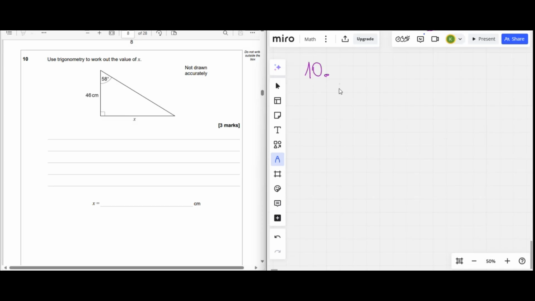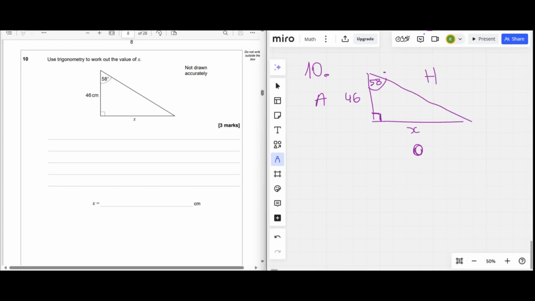Dalej mamy. Use trigonometry to work out the value of x. Dobra. Mamy trójkąt. Tu jest nasze x, tu jest 46 centimeters, and this is the angle of 58. So we have what? We have opposite, there is a hypotenuse, and there is the adjacent.